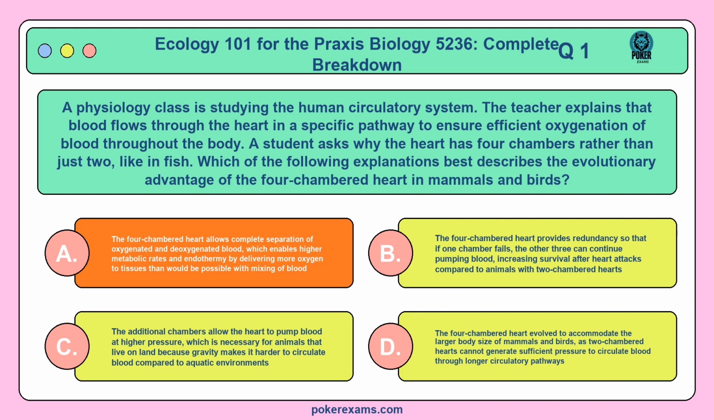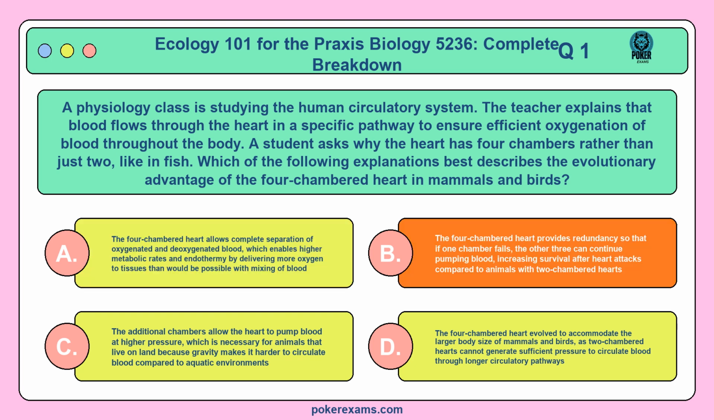Option A. The 4-chambered heart allows complete separation of oxygenated and deoxygenated blood, which enables higher metabolic rates and endothermy, by delivering more oxygen to tissues than would be possible with mixing of blood. B. The 4-chambered heart provides redundancy so that if one chamber fails, the other 3 can continue pumping blood, increasing survival after heart attacks compared to animals with 2-chambered hearts.